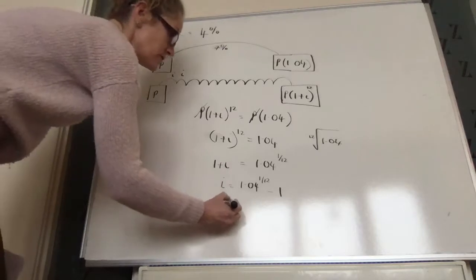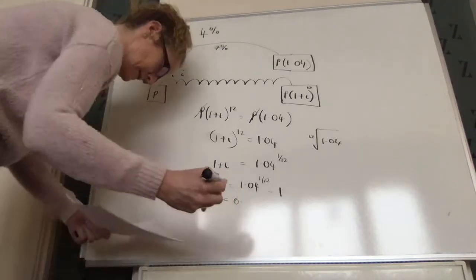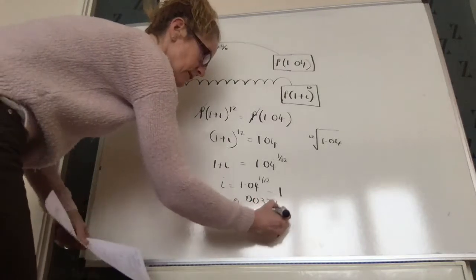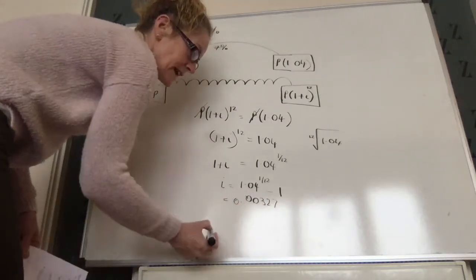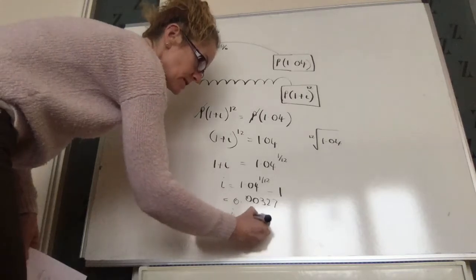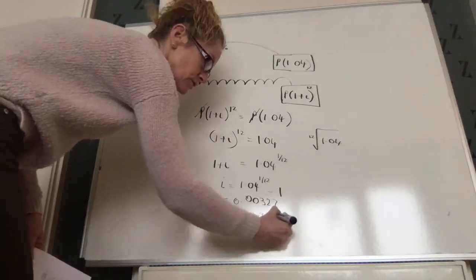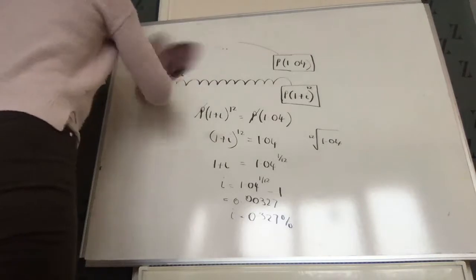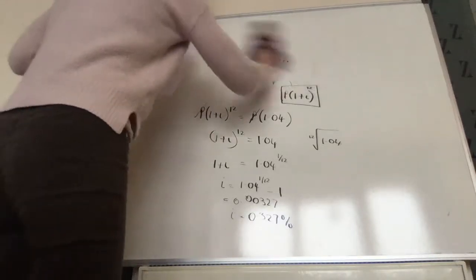And that works out to be 0.00327, which is the interest rate as a decimal, remember. So the interest rate as a percentage is 0.327%. Okay, that's the first part. The next bit.